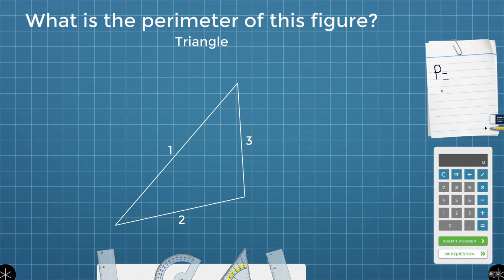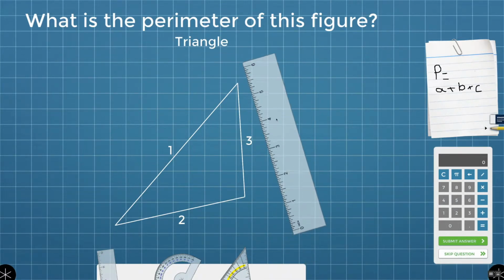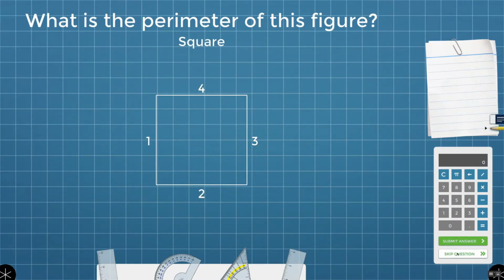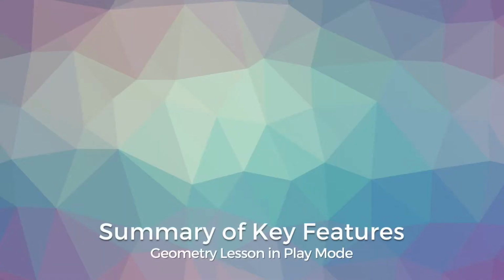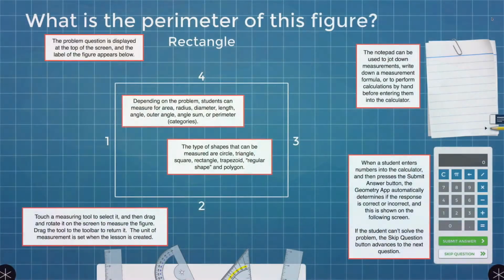If a student is stumped, they can advance to the next problem by pressing the Skip Question button at the bottom of the calculator. If the response is incorrect, a retry is offered. A Restart button appears on the screen after all the questions for a lesson have been completed. Here is a screenshot summary of the key features of the Geometry Lesson interface in play mode for your reference.